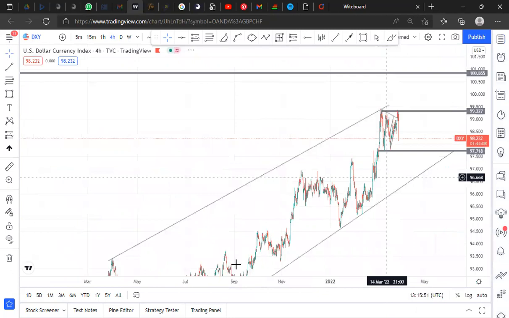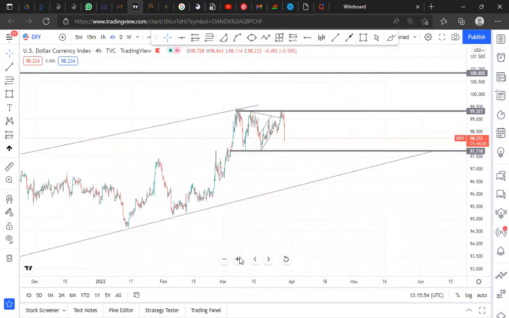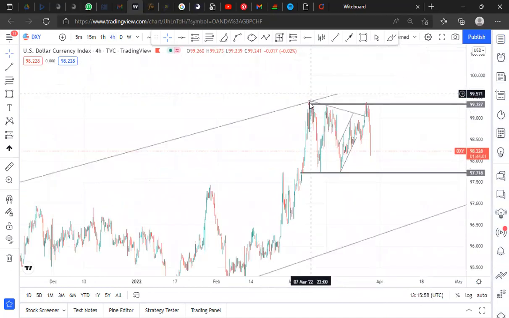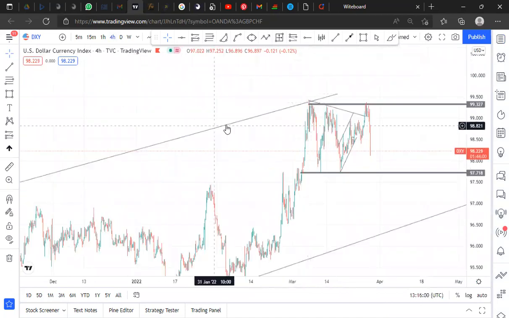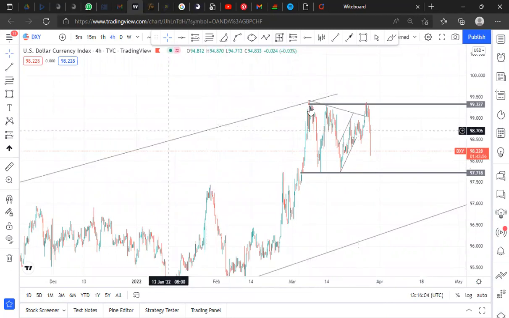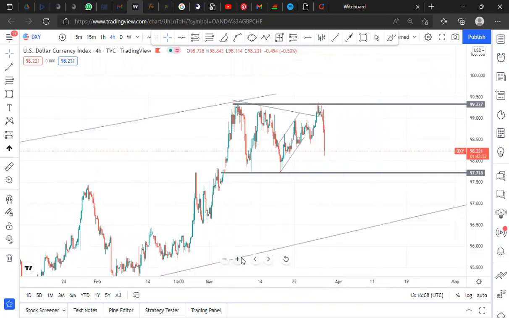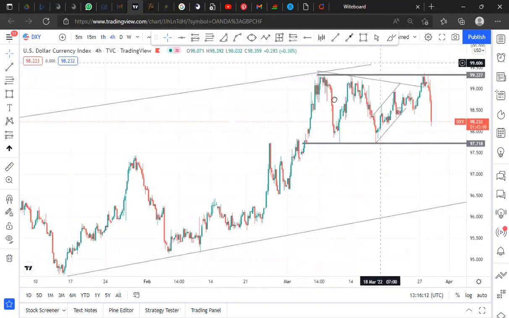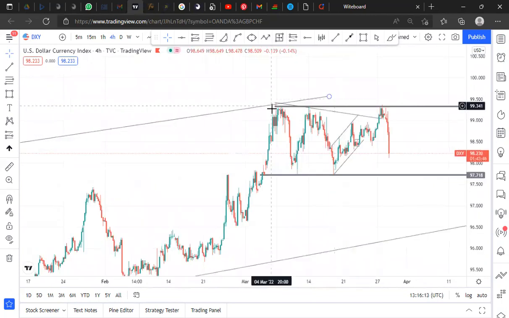The 4 hours here, what we can see is, you can see here, this was the second touch of the trend line. This was the second touch of the ascending channel. This was the second touch here. And as you can see, price was unable to break above it. You can see this was the second touch. Horizontally, you can see price was unable to break above it.